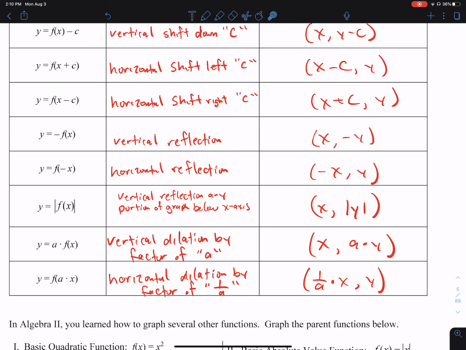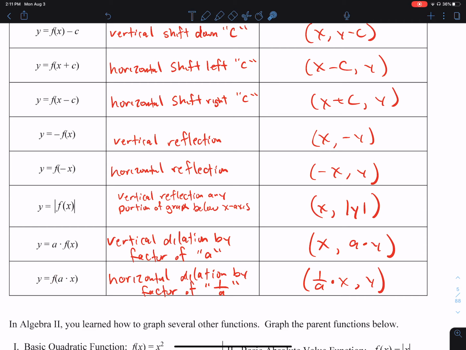Sorry about that pause. Once again, if you're multiplying by a number, it affects by a dilation. If it's on the outside, it's a vertical dilation by a factor of whatever this number is. If it's on the inside, it's a horizontal dilation by the reciprocal of whatever that number is. So once again, things that affect the graph vertically affect y. Things that affect it horizontally affect x.